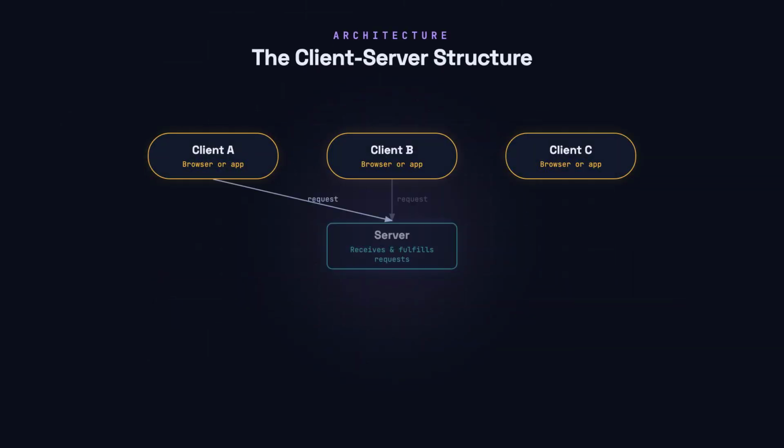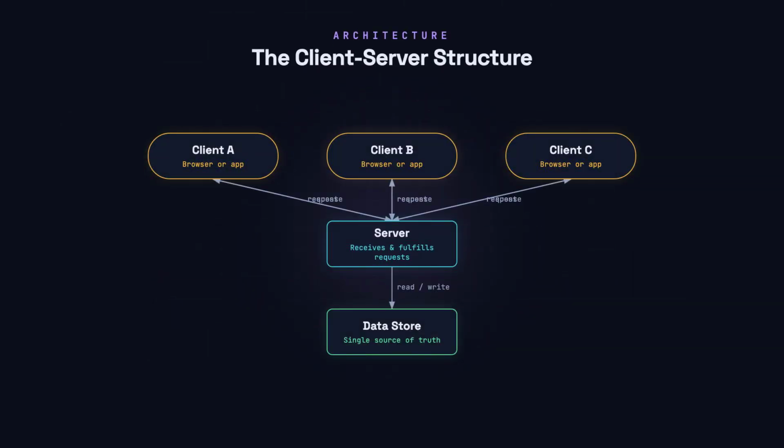Here is the structure in its simplest form. Many clients, browsers, mobile apps, desktop applications, all send requests to a single server. The server is the gatekeeper. It receives every request, applies rules, and coordinates access to a shared data store. Clients never talk to each other and never touch the database directly. This centralization is the whole point. It gives the server authority over consistency, security, and shared state.